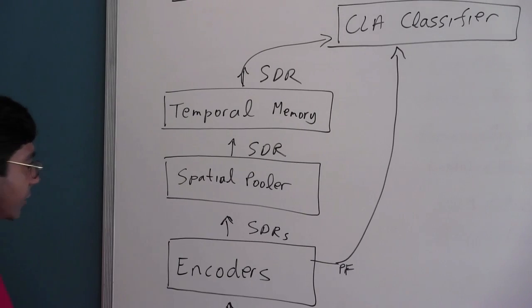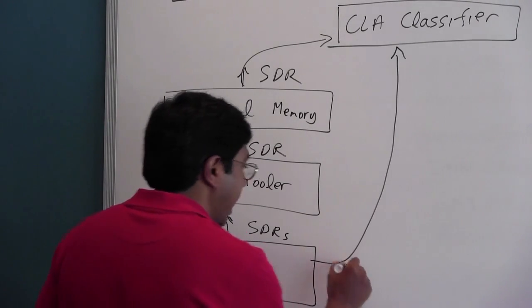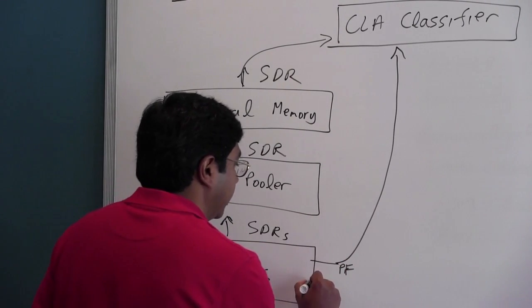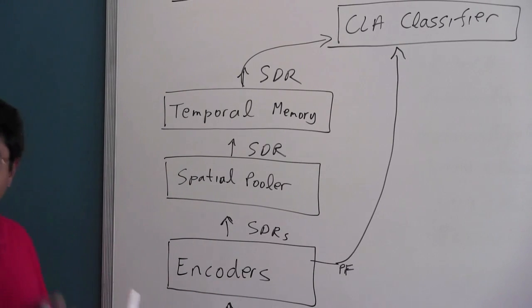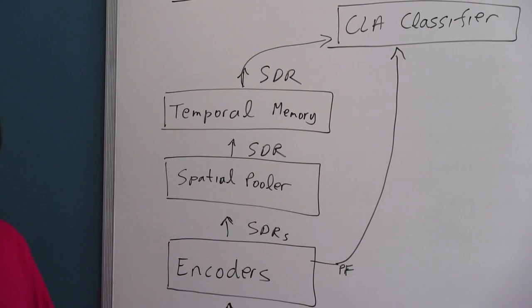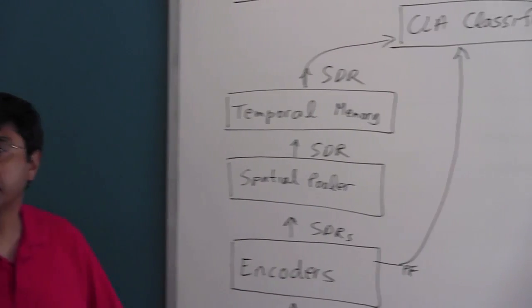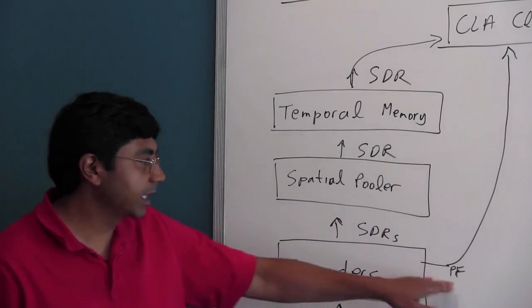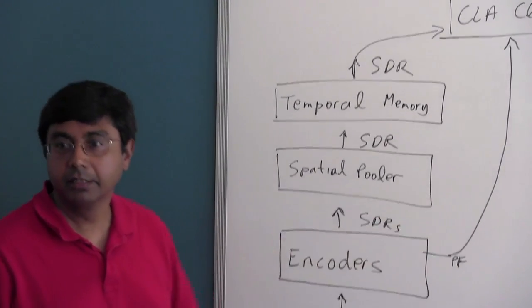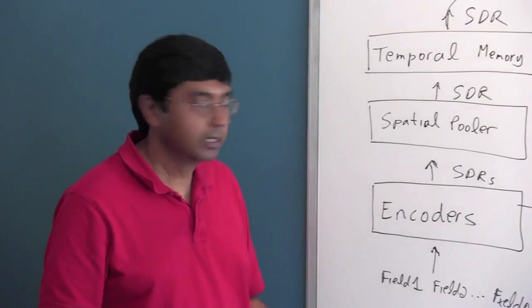So this is the actual value of the predicted field. Not the SDR, but the value itself. It might be, if predicting energy, something like 2.3 or 10.5. Or if you're predicting a category, it might be dog or something. That's what gets fed in.